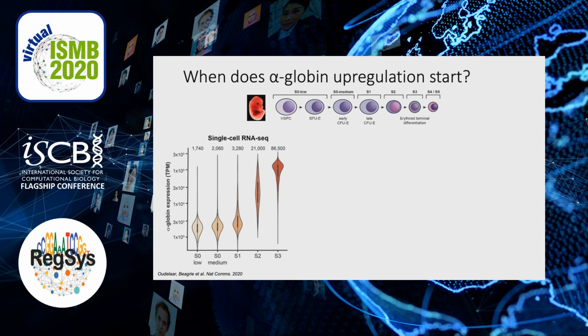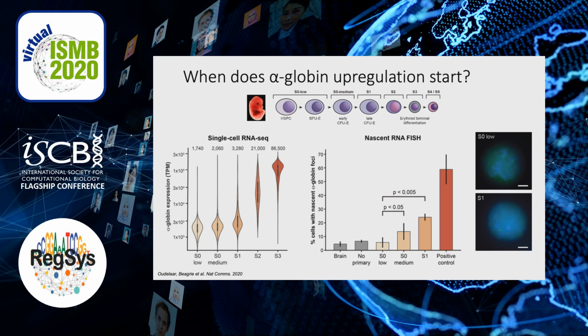Because this is a relatively small change, we wanted to confirm that this was real using an orthogonal technique. So we carried out nascent RNA FISH, where we fluorescently labeled the intron of the alpha globin gene to count how many cells are actually expressing it at any given time. And what we find is that we are able to reproduce this very early upregulation of alpha globin that starts at around the S0 medium or S1 stage.